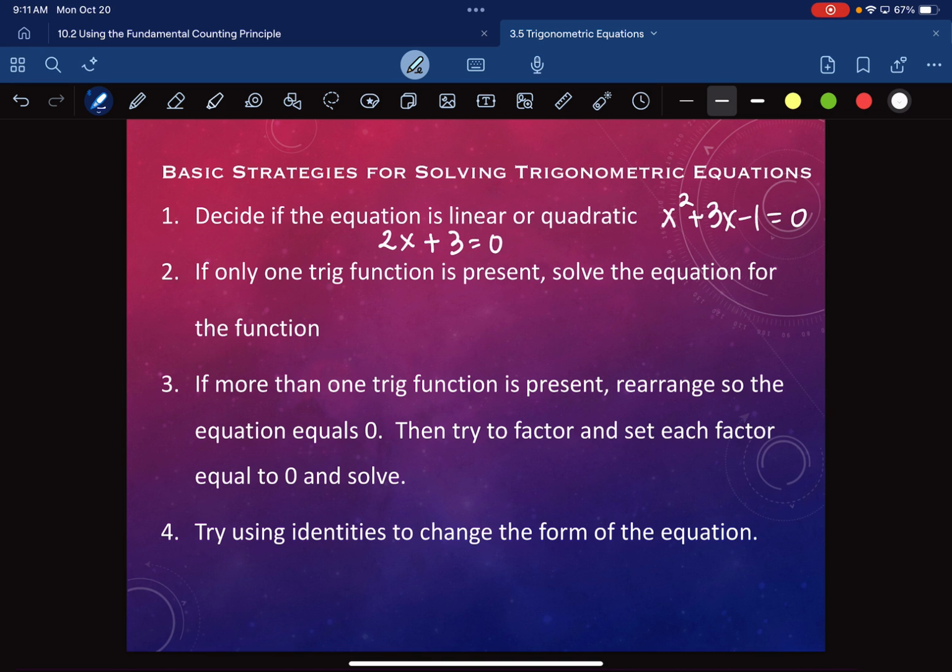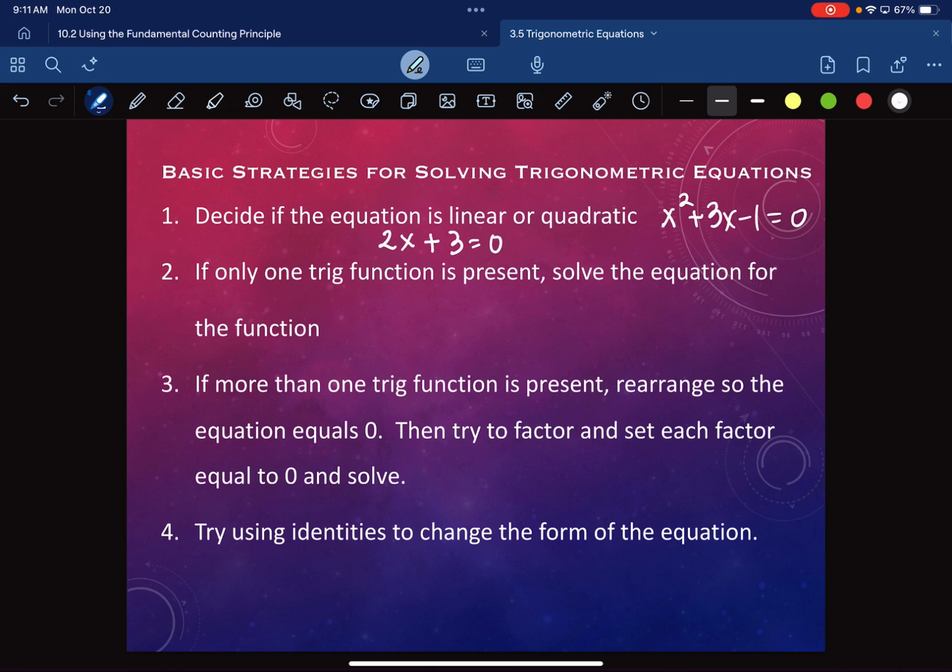It's not exactly the same, but if you have both of those pieces, it complicates things, right? So when that happens, we're going to rearrange it so that the equation equals 0, much like we would with a quadratic equation. Get everything on one side, 0 on the other side. And then we're going to try and do some factoring.